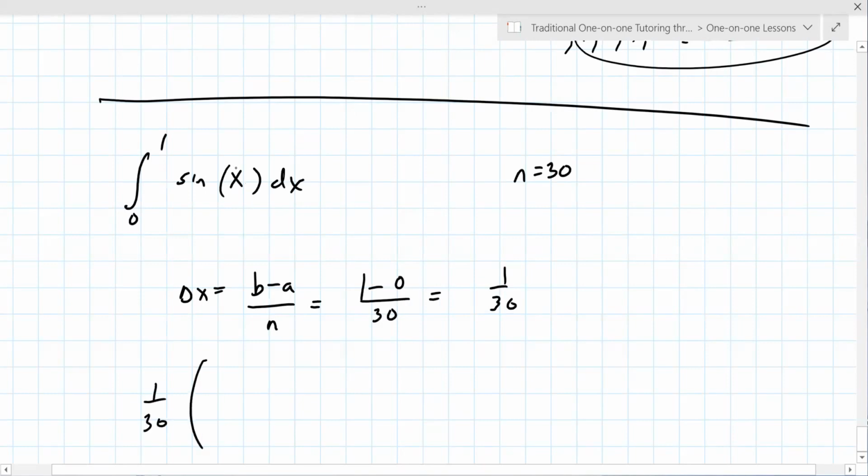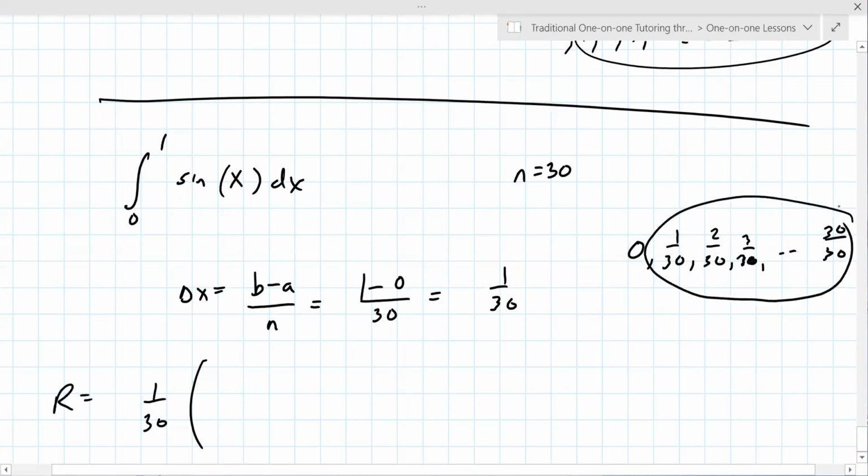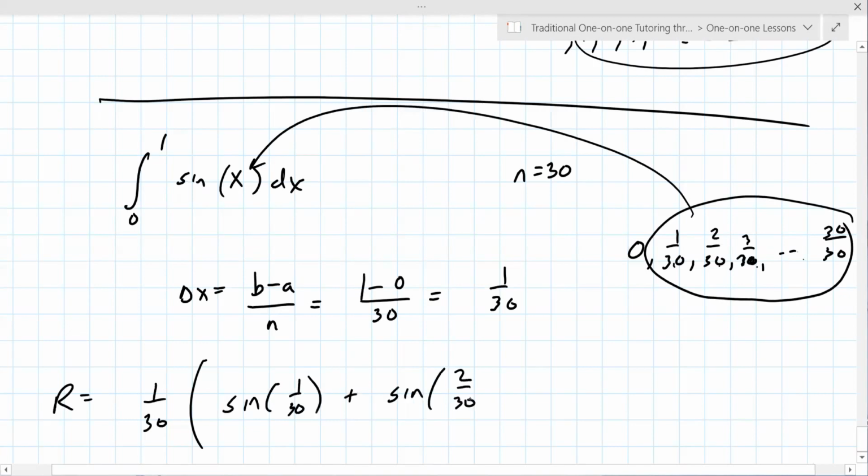And then you're evaluating this, but you have to know whether it's a right or a left sum, and that's one of the things they didn't make clear here. Since you're starting at 0, it's 0, 1 over 30, 2 over 30, 3 over 30, and so on, all the way up to 30 over 30. If you notice in your problem how it starts at 1 over 30, they're saying it's a right sum, so use the right numbers. You plug each of these numbers back in for x. So sine 1 over 30 plus sine 2 over 30 plus sine 3 over 30, and so on.